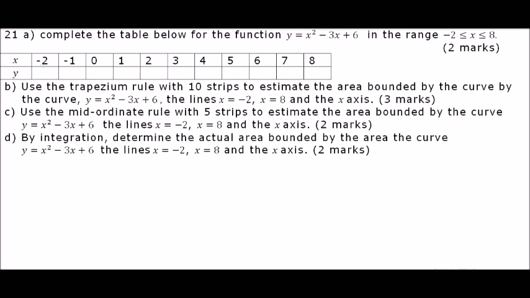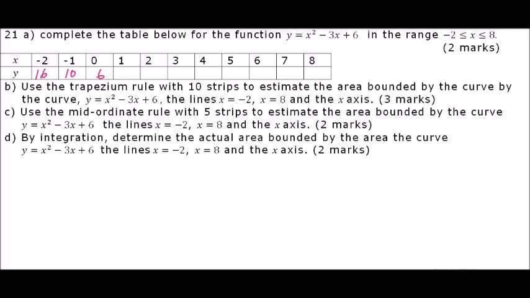For example, when x is minus 2, y will be minus 2 squared, that will be 4. Minus 3 times minus 2 will be positive 6. So this is 4 plus 6, and you add 6, so you get 16. When x is minus 1, it's minus 1 squared, 1, plus 3, that's 4, plus 6, this will give you 10. When x is 0, you get 6.